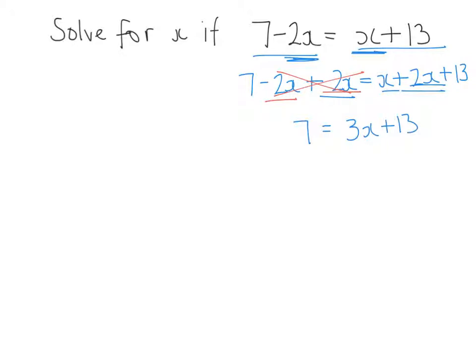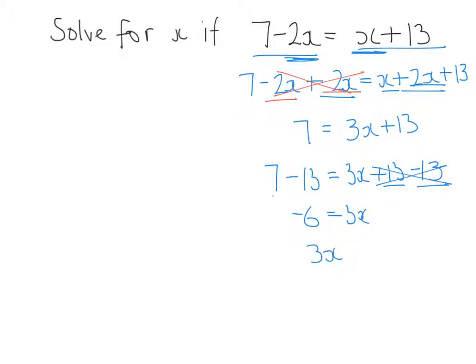Now I need to get x equaling to something. Now what I'll do for the next step is to take away 13 from both sides. Now the idea when I take away 13 is I'm going to get x on its own, because plus 13 minus 13, they're opposites and will cancel out. 7 take away 13 is minus 6. So 3x is equal to minus 6.